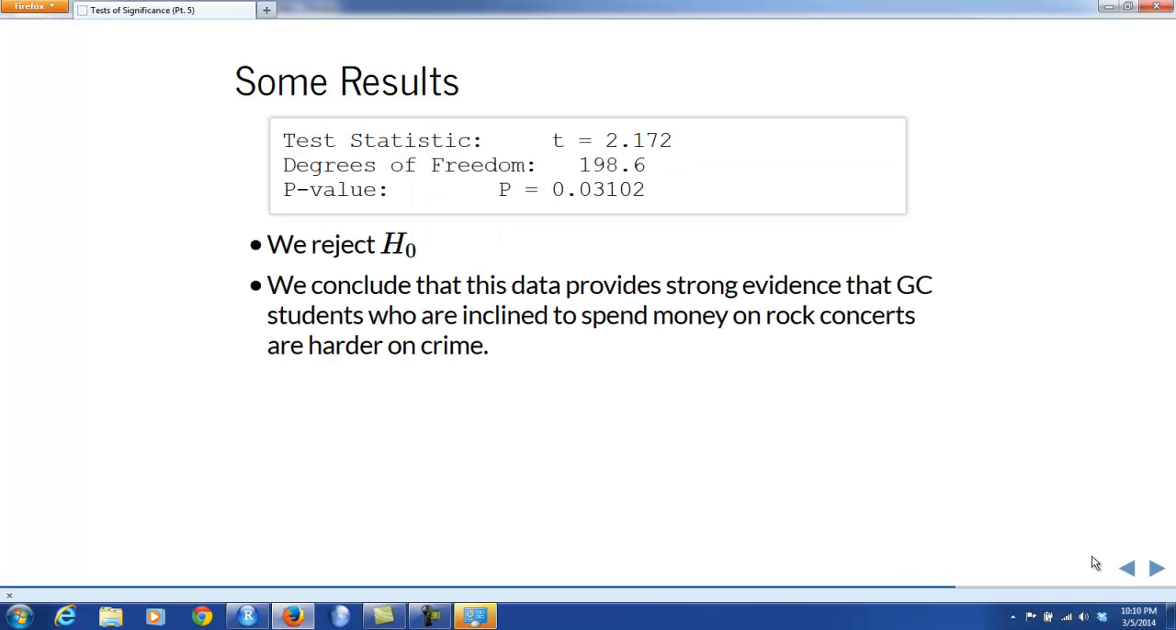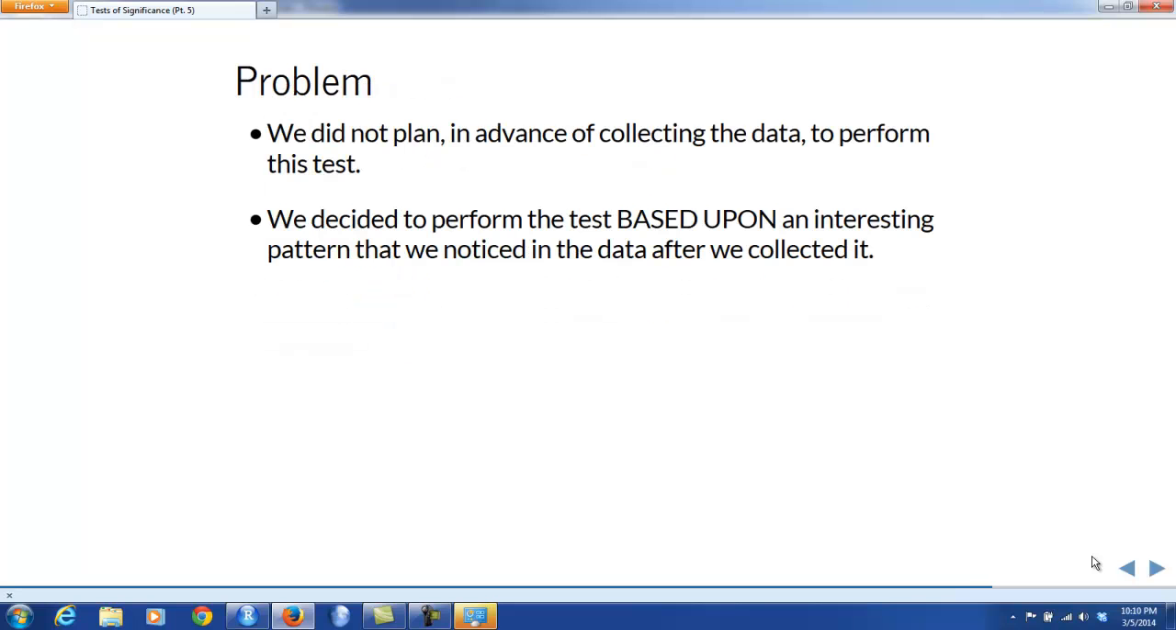Here are some of the results. The test statistic turned out to be 2.172. So our results are more than 2 standard errors above what the null was expecting. The p-value is only about 0.03. That's less than our usual cutoff, 0.05. So we're going to reject the null hypothesis this time and conclude that this data provides strong evidence that Georgetown College students who are inclined to spend money on rock concerts are harder on crime than those who are not so inclined to spend that money.